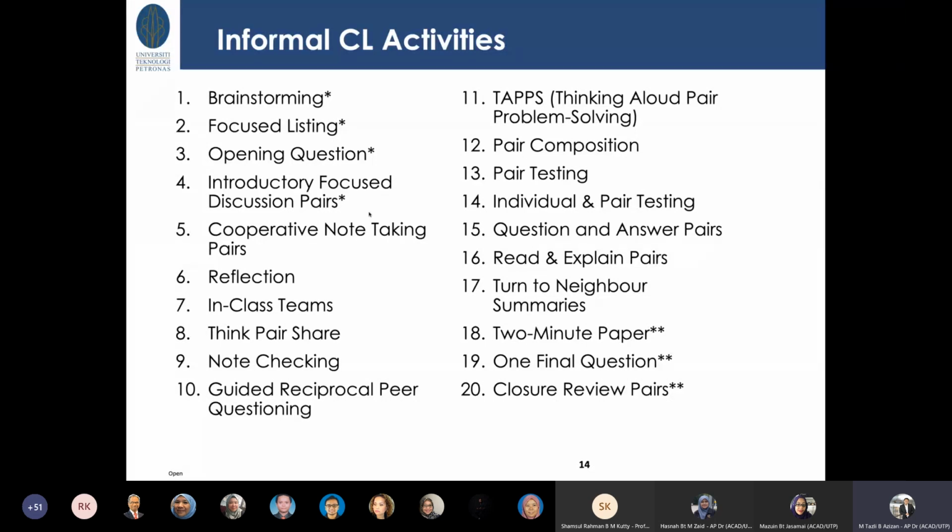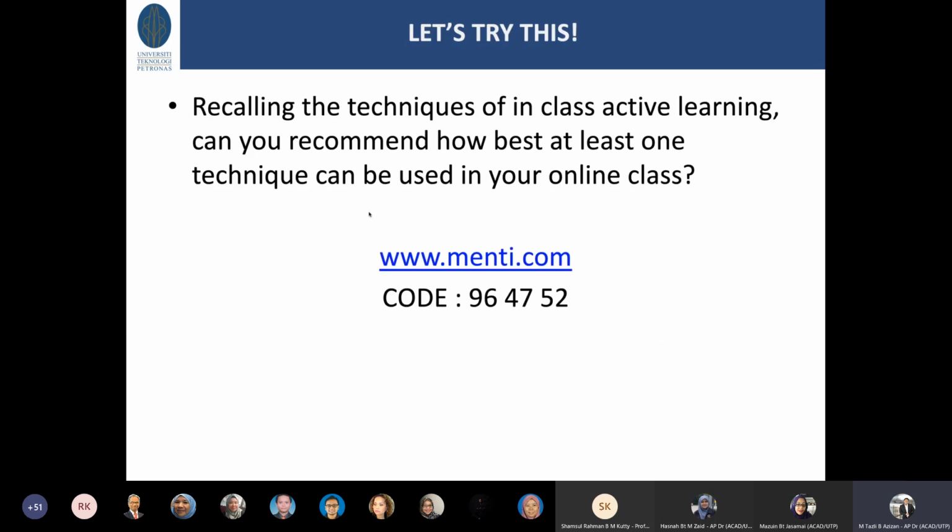There are 20 techniques that have been shared in that workbook, but you can have many more than this. But if you could recall these kinds of activities, these are the things that we could usually use in our class. For example, we always use think, pair, and share. So how do we do this? Thinking of these activities, how do we actually do this in our active learning? How do we conduct active learning online? Can you please use menti.com, Mentimeter?